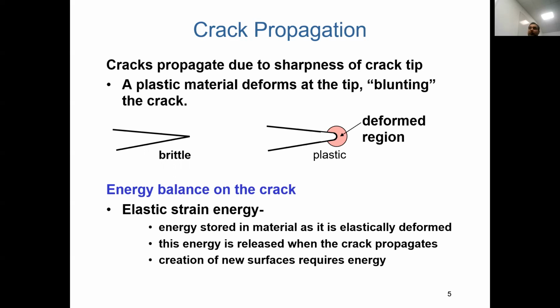There's a thing called elastic strain energy. Elastic strain energy is energy stored in the material when it is elastically deformed. This is released when the crack propagates. Every time you create a new surface, you need to spend some energy. For example, if that is some material, I break it down, now it has created another surface. So this another surface creation requires energy, which I have actually used. Hence, there was a failure.